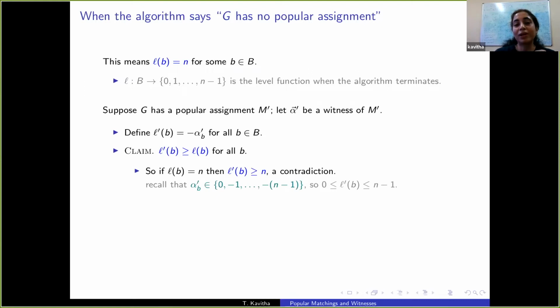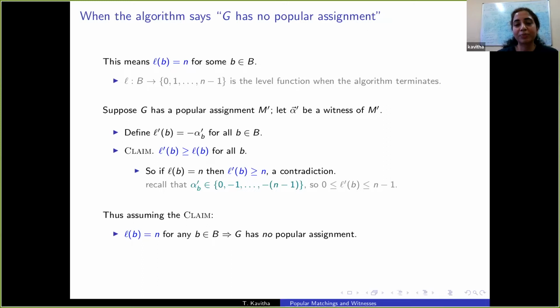And so if L of B equals n, it means L prime B is also at least n. But that's a contradiction because by definition, alpha prime B has to be in the set 0, minus 1 till minus n minus 1. So L prime B by definition has to be at most n minus 1. So if L prime B is at least n, that's a contradiction. This sort of minimality that the claim is showing is a very powerful property. We are claiming that for any popular assignment and any witness, our L value is a lower bound for the level of any object under any assignment.